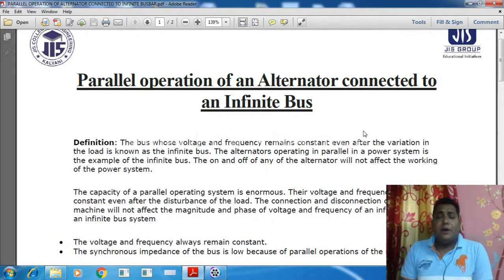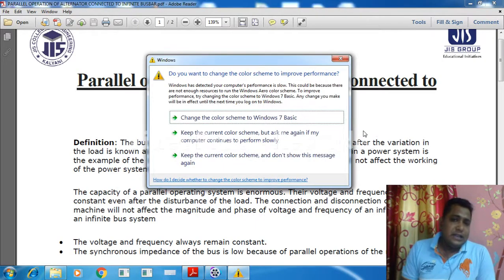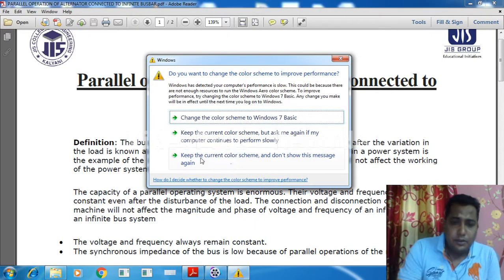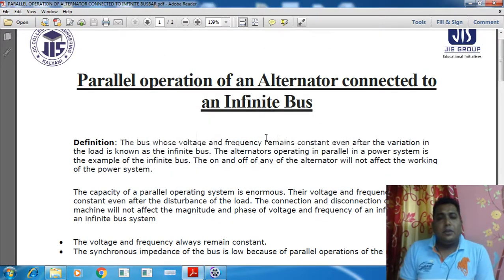Now a point appears: when the parallel alternators are all connected to an infinite bus, what is happening? What is the voltage condition? What is the frequency condition? If there is any change, that is what we are going to discuss right now.